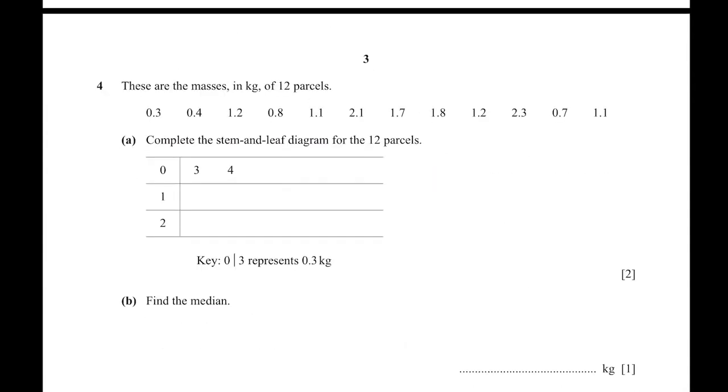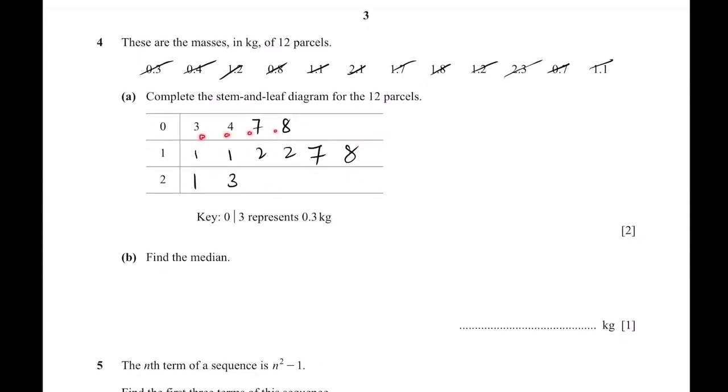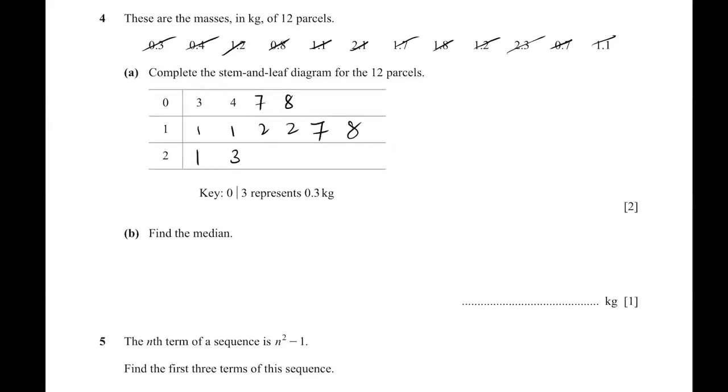These are the masses in kilograms of 12 parcels. Complete a stem and leaf diagram for the 12 parcels. So try to make it as numerical order as possible. So 0.7, 0.8, nothing more. These two done. 1.1, 1.1, 1.2, 1.2, 1.7, 1.8, 2.1, 2.3. Double check: 1, 2, 3, 4, 5, 6, 7, 8, 9, 10, 11, 12. Okay, so 12 parcels done.